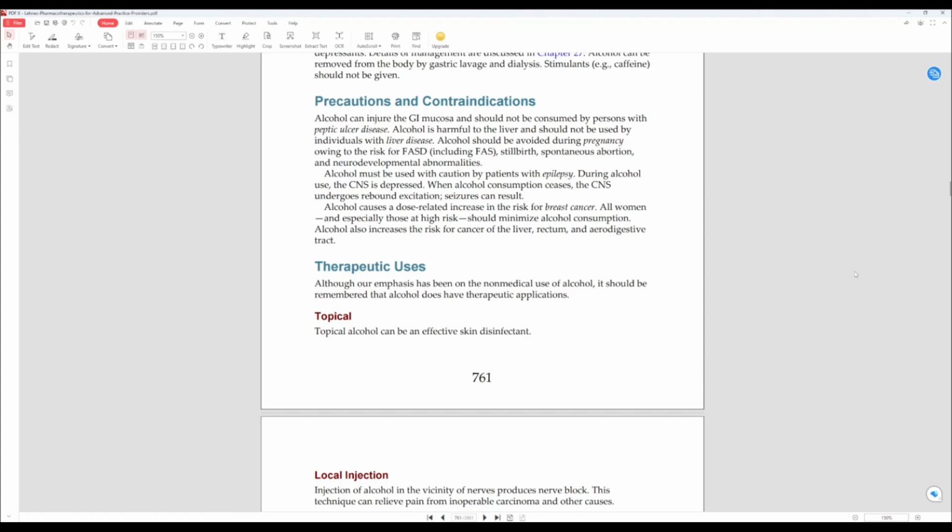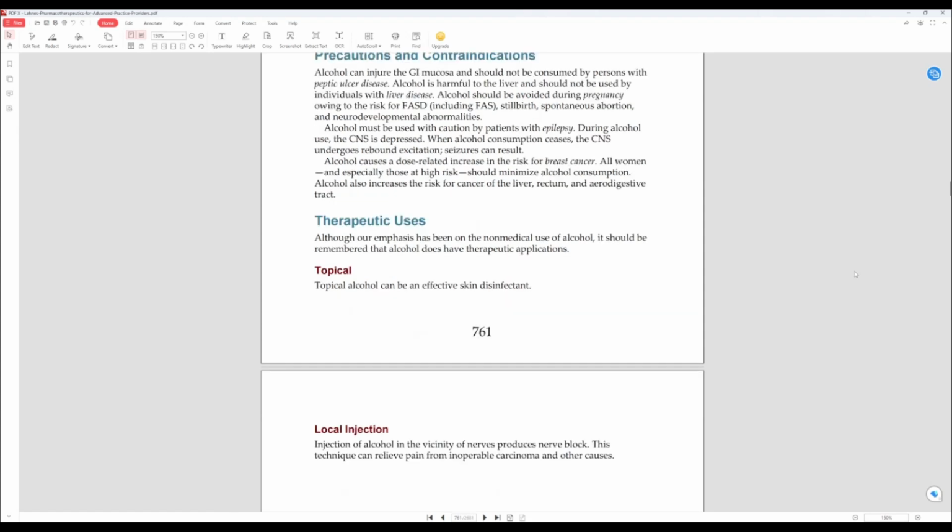Again, alcohol causes a dose-related increased risk for breast cancer. All women, and especially those at high risk, should minimize alcohol consumption. Alcohol also increases the risk for cancer of the liver, rectum, and again, the aerodigestive tract.